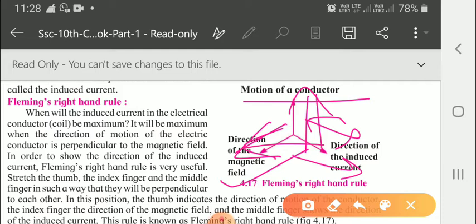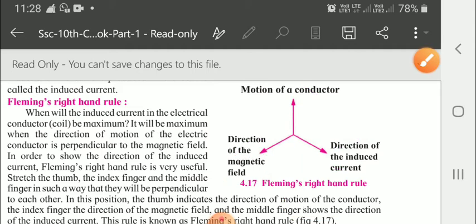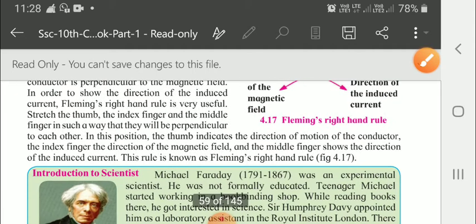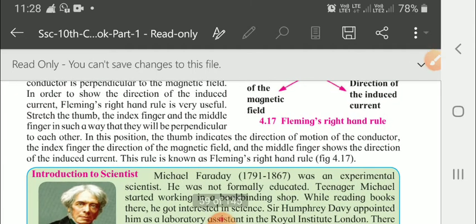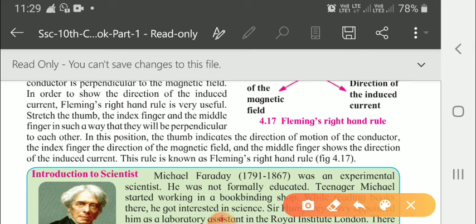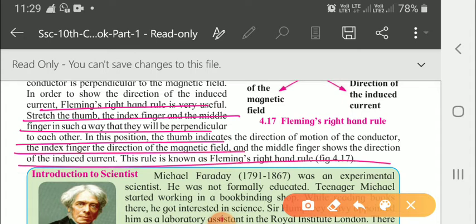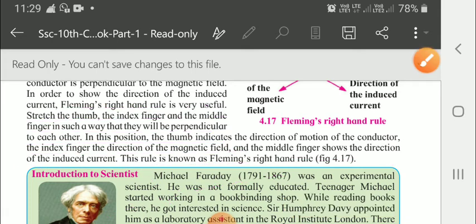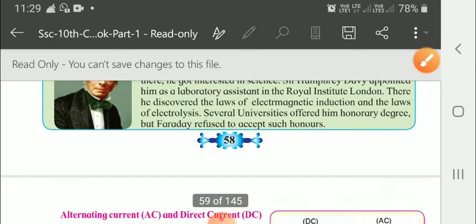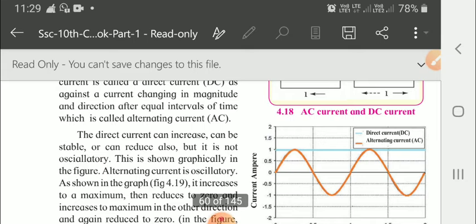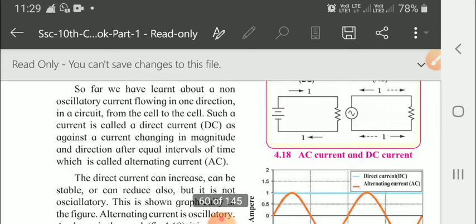It is very important children, you have to learn it by heart. So this point you have to underline. This full part you have to learn. Now children, this is cancelled for you. Here this full part is cancelled for you.